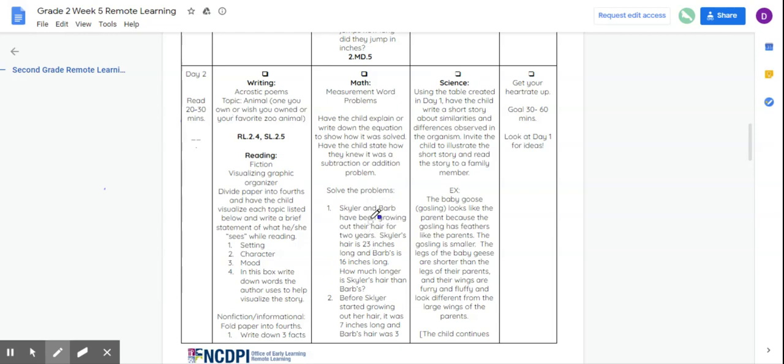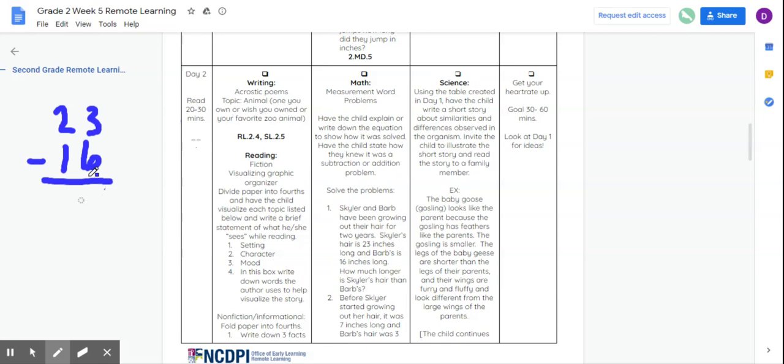Skylar and Barb have been growing out their hair for 2 years. Skylar's hair is 23 inches long and Barb's is 16 inches long. How much longer is Skylar's hair than Barb's? So we're trying to figure out the difference between these 2 lengths. If we're thinking about the difference, we need to subtract. So we have 23 minus 16.